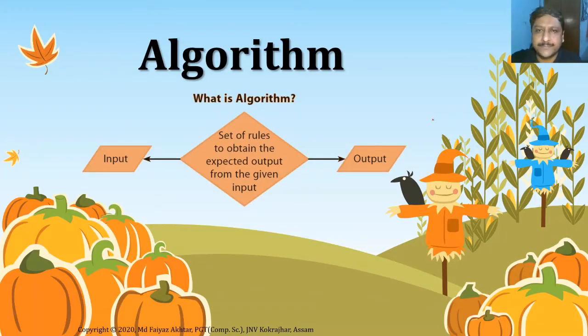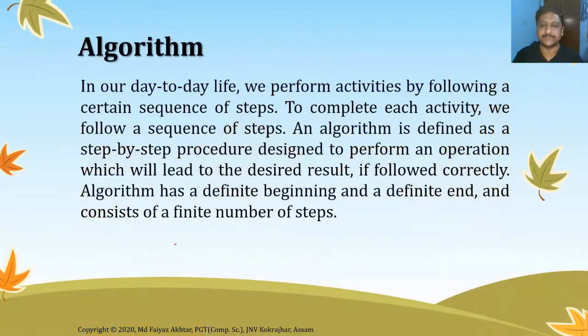Algorithm. What is an algorithm? An algorithm is a step-by-step solution of a problem. In an algorithm, we give some input and there is a set of rules to obtain the expected output from the given input. This is the algorithm in one way.